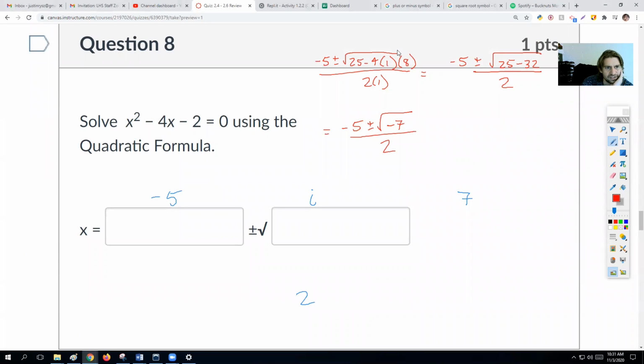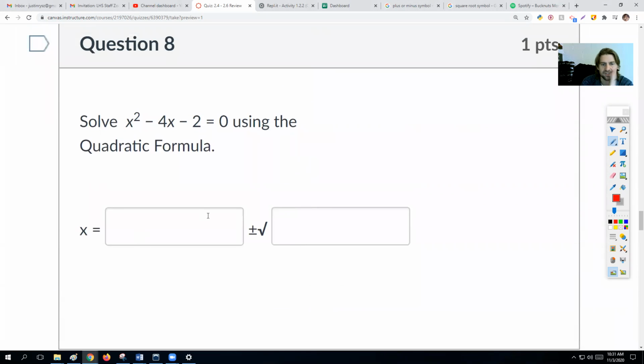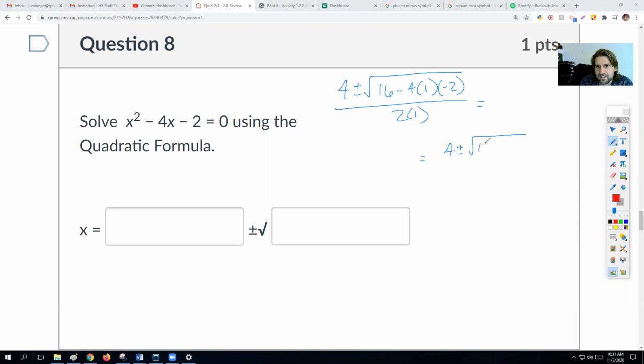All right, next, okay, let's solve this one by the quadratic formula. This one seems to come out a little bit nicer, just looking at what the answer key is set up to be. So we got x equals negative b, so that'd be a positive 4, plus or minus the square root of b squared, so that'd be 16, minus 4 times a is 1 times c is negative 2, all over 2 times a is 1. So we would get, let's see, 4 plus or minus the square root of 16 plus 8 over 2. 16 plus 8, that would be 24.